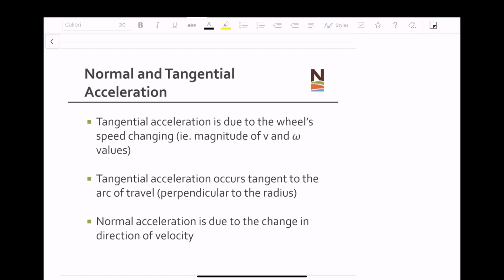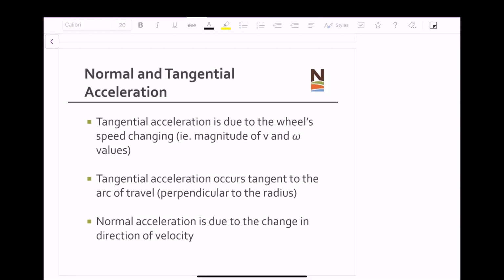In this video we will be exploring the two components of angular acceleration. They include normal and tangential acceleration. Tangential acceleration is due to the wheel's speed changing. That means the magnitude of v and omega values. Now when I say wheel, it could also be an arc. So if you had an arm that's rotating, then it's the arc about which this arm is rotating.